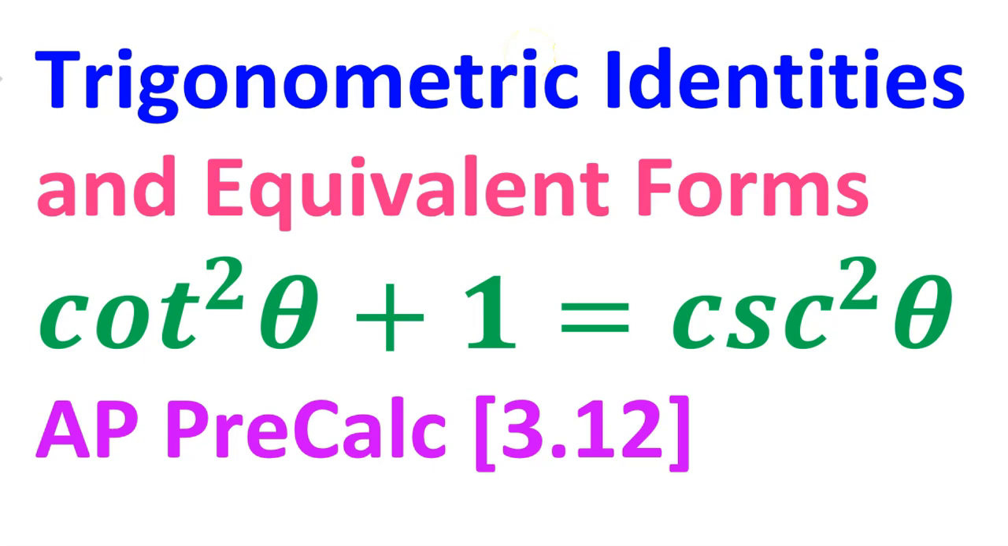In this video, we will practice using trigonometric identities to rewrite expressions in equivalent forms. This is AP Precalculus Topic 3.12.